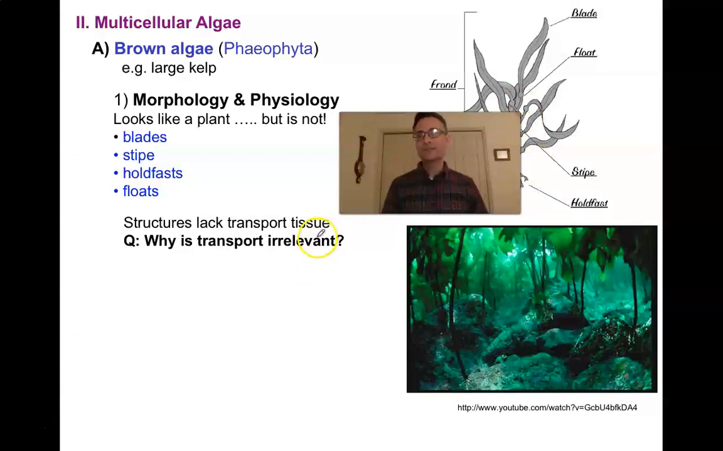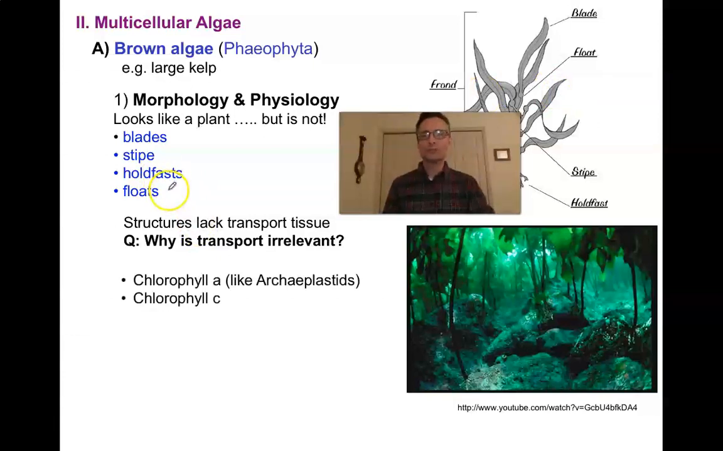You know, we think of things like nitrogen, phosphate, etc., that plants need. Again, plants have to take it from the soil up into the leaves and the stem. Well, again, these nutrients are in the water. They're surrounding these kelps. So transport is not nearly the need in large multicellular algae that it would be in plants. We don't have transport tissue.